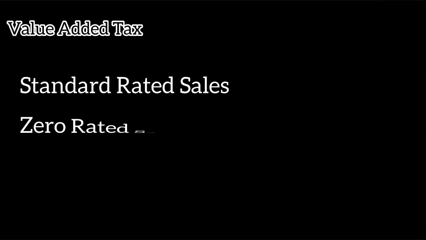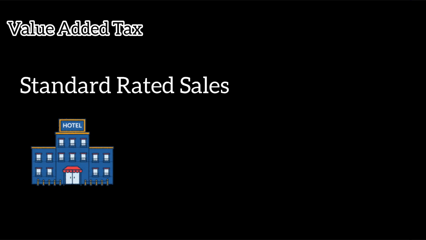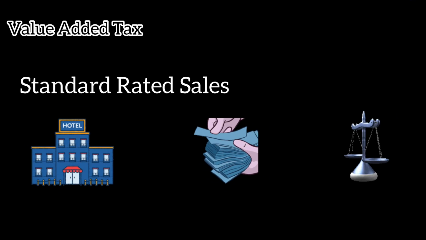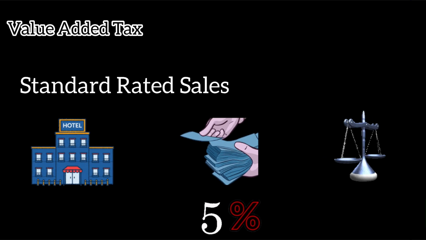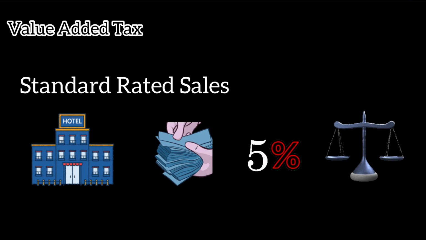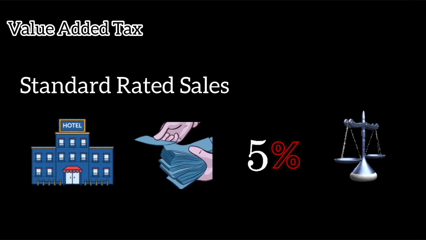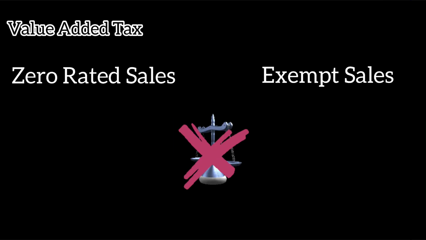There are three types of sales in VAT calculation: standard rated, zero rated, and exempted. In standard rated sales, the business needs to pay a certain percentage of sales to the government. And in UAE, it is 5%. So the business needs to pay 5% of their sales to the government in standard rated sales, whereas in zero rated and exempted, they need not pay anything to the government.